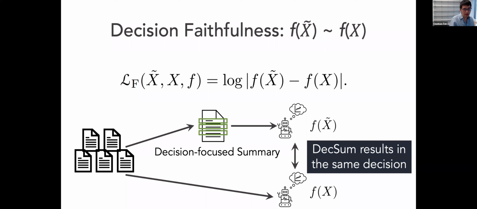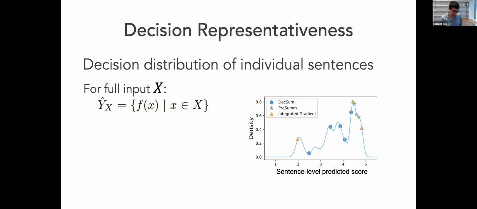Concretely, we use this log absolute difference to operationalize this faithfulness term. And then decision representativeness is something that's newer, and I think is kind of interesting within this special context. So we would like the selected sentences to also represent the overall distribution of individual sentences. Imagine we have 10 reviews, so we'll have a collection of texts, and each sentence will generate a predicted score, and that becomes the distribution we visualize on the right. Ideally, the selected sentences should cover different parts of the distribution and give you a sense of the overall distribution. You can see our algorithm compared to some other baselines, which we will explain more later, seems to cover the distribution better. For instance, these green stars tend to focus on the right rather than covering the entire distribution.